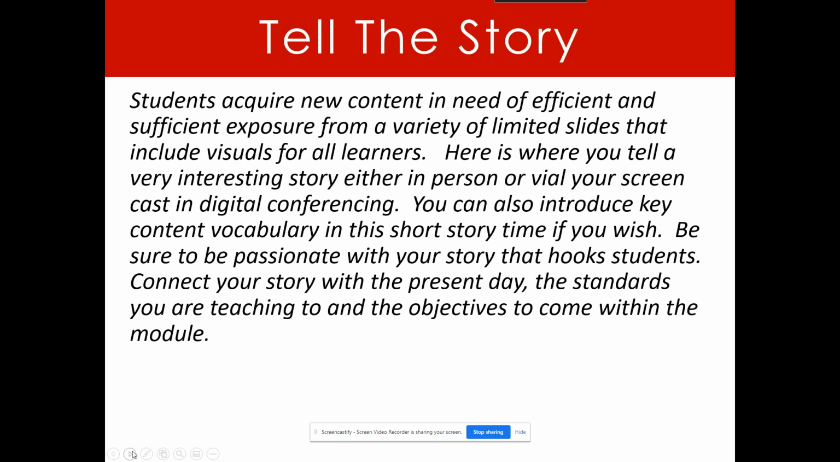Connect your story with the present day and the standards that you are teaching and the objectives that come along with this larger module that you are about to embark on. This really is the ultimate hook. This is the ultimate call to every social studies teacher to be extremely passionate and to really isolate a particular story of the historical period that they are covering or the social or cultural topic that they are discussing.